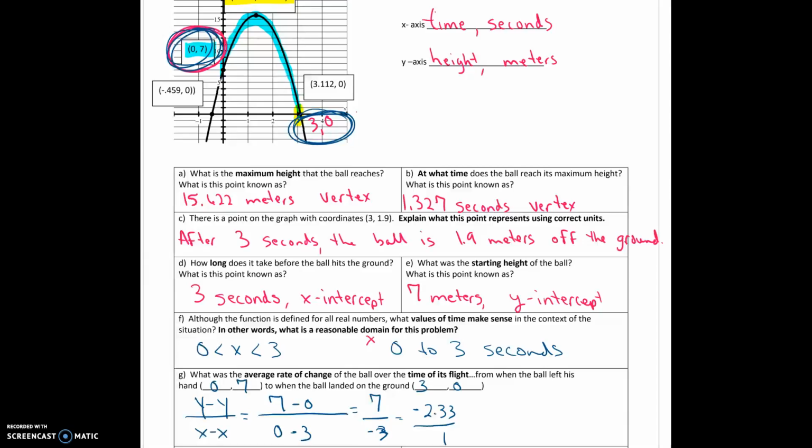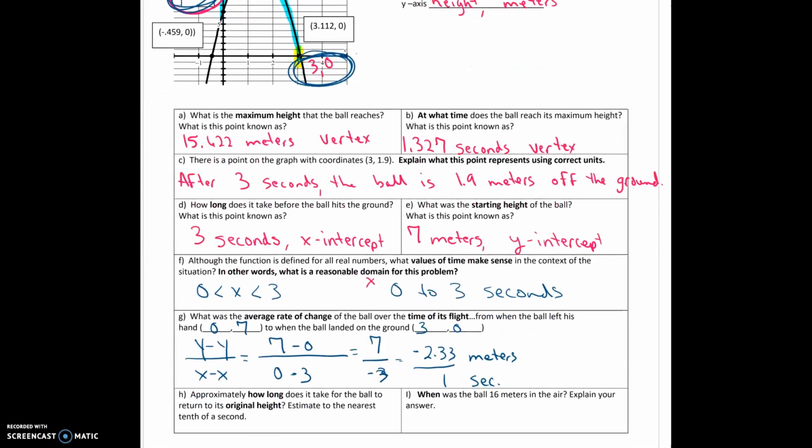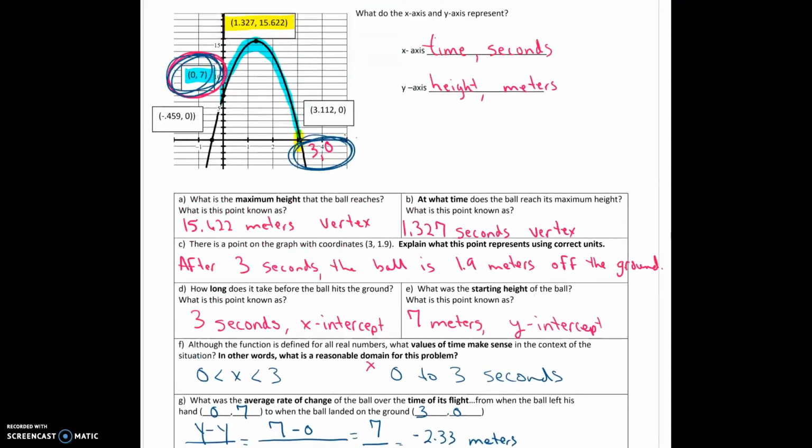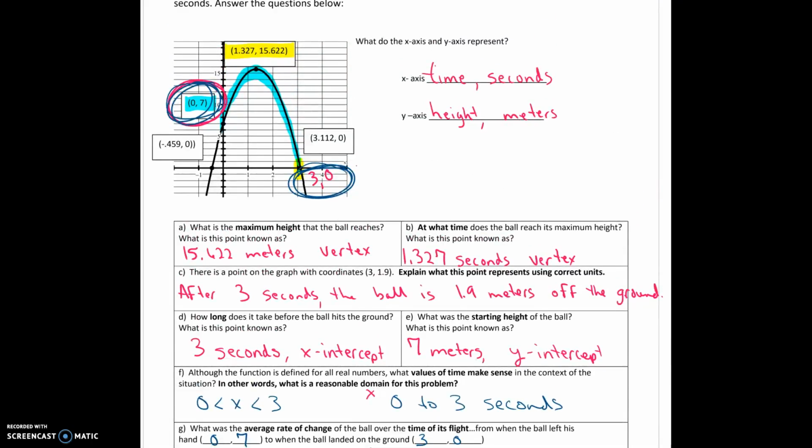So the ball is changing negative 2.33 meters every 1 second. That's how fast it's moving or changing. All right, H. Approximately how long does it take for the ball to return to its original height? So remember, the original height is where it started at 7.